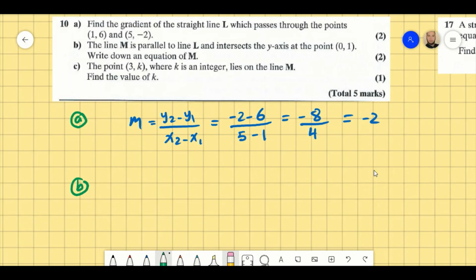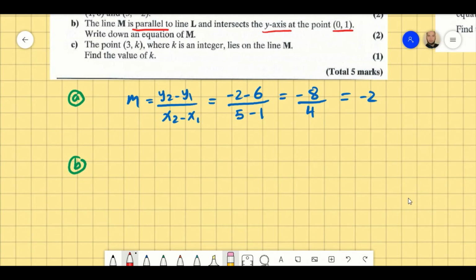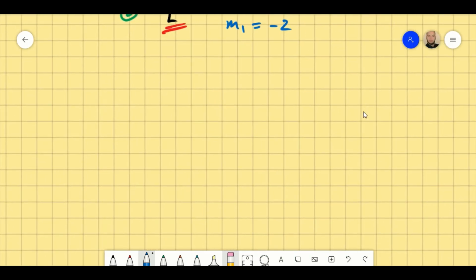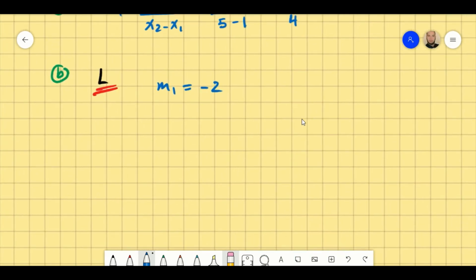It says the line M is parallel to the line L and intersects the y-axis at the point (0, 1). First thing, it says parallel. Then it says intersects the y-axis at (0, 1). Write down the equation of the line M. For now we have line L; we don't have its equation, but we have its slope m1 equals negative 2. Let's go to line M.